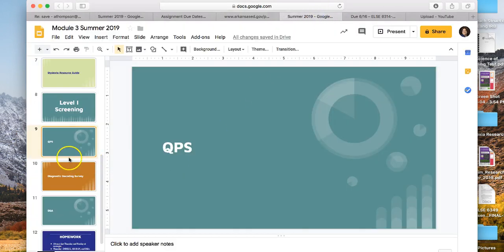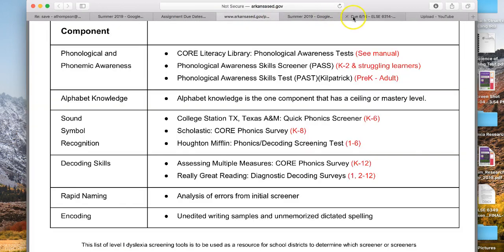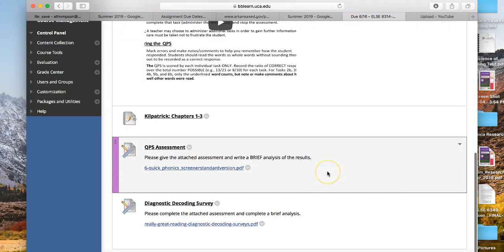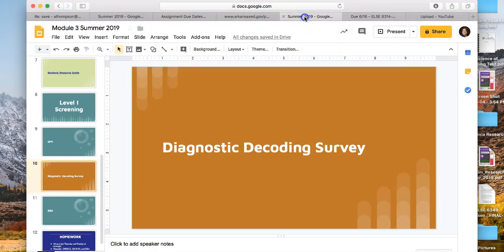That's the QPS. The Diagnostic Decoding Survey is the one that I did not do a video for, because it explains everything step by step in the packet, and I really feel like this is something that you all can take on. I would like for you to read that packet, determine how you're going to give this assessment, then complete it and write a brief analysis of the results. There it is linked there.